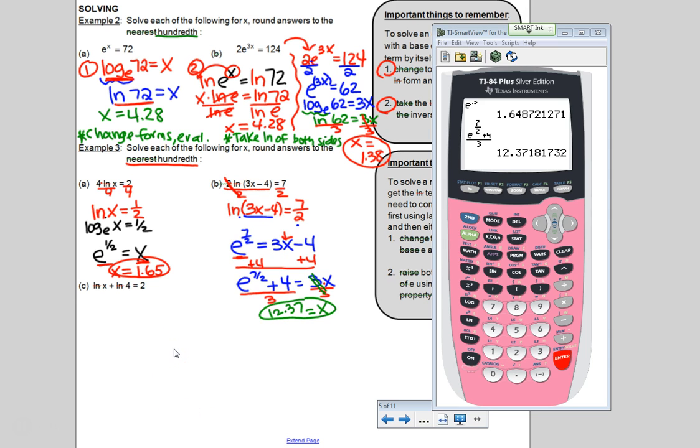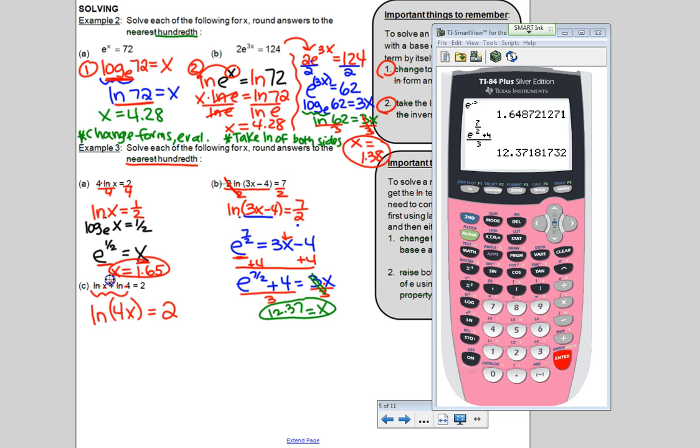Okay, letter C, one last one. Notice we have 2 logs. So just like before, 2 natural logs. Just like before, we have to condense it into 1. So now you have to recall your rules. When you're adding 2 natural logs or logs, you can combine them by multiplying the 2 insides. So this all condenses to ln of 4x.